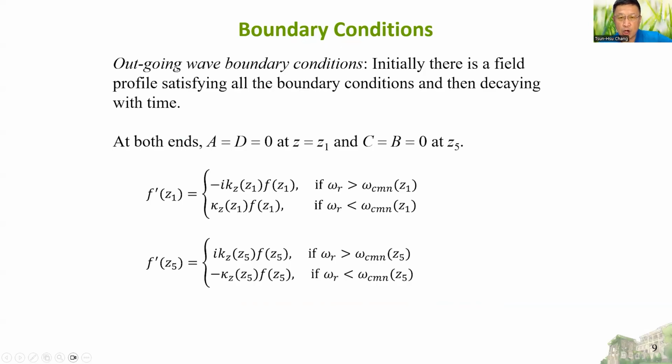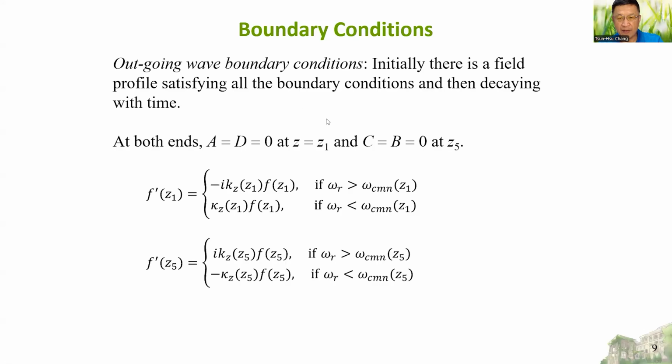We use outgoing wave boundary conditions. So initially we have a wave in the middle, and the wave will propagate or decay. Initially there is a field profile satisfying all the boundary conditions and then decaying with time. The field will decay with time. At both ends, we have just a propagating wave.